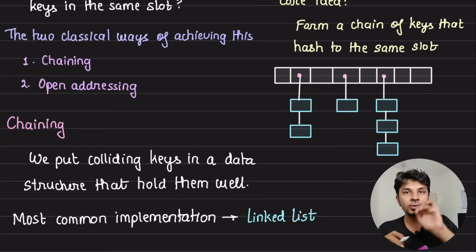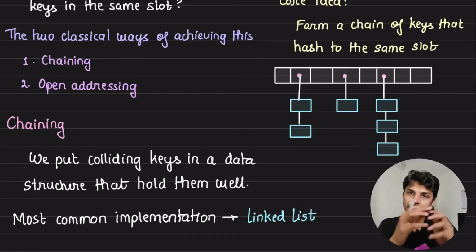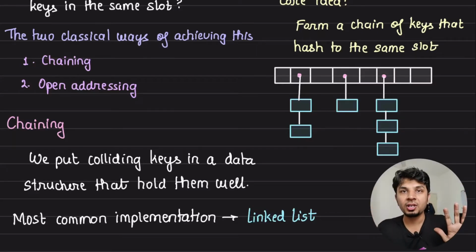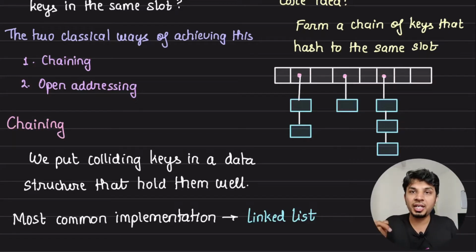And in that linked list, you would keep on adding as many keys as get hashed to that same index. Similarly, it would happen at every other index. So in case there is a collision, you are always adding the key to this linked list. And this is the idea of chaining.